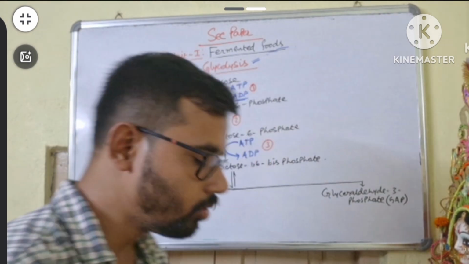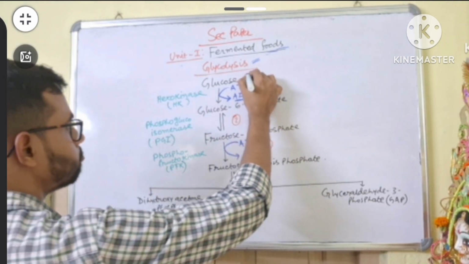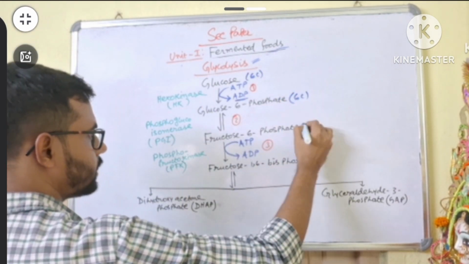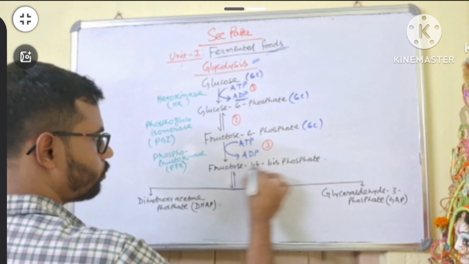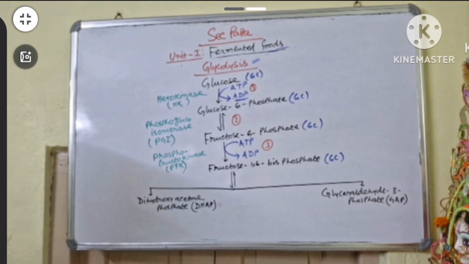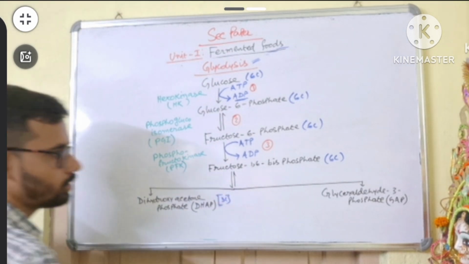We started from glucose. Glucose is a 6-carbon structure, 6C, glucose 6-phosphate 6C, fructose 1,6-bisphosphate also 6 carbon, but when it splits, it becomes 3 and 3, 3C, 3C.